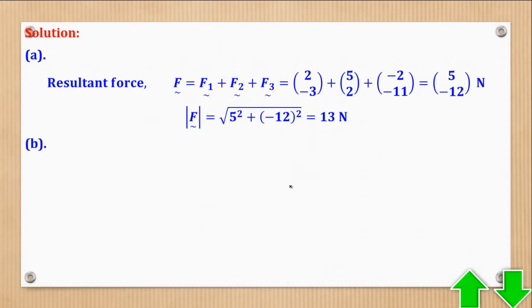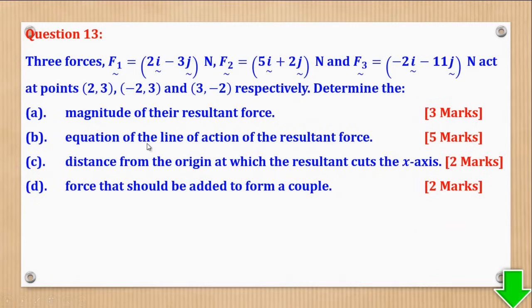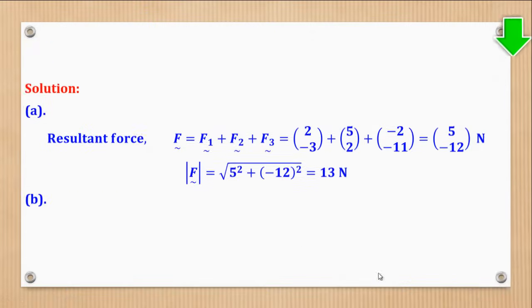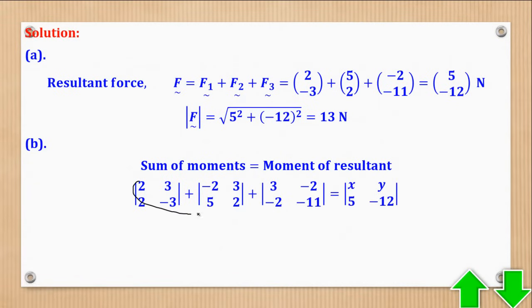Then you go to part B. Part B, they said the equation of the line of action of the resultant. So we take moments of individual forces and we equate it to the moment of the resultant at a point (x, y). So the sum of moments is equal to the moment of the resultant, which is that. These are the individual forces and this is the moment of the resultant. So this one is the coordinate of the force and this is the force.